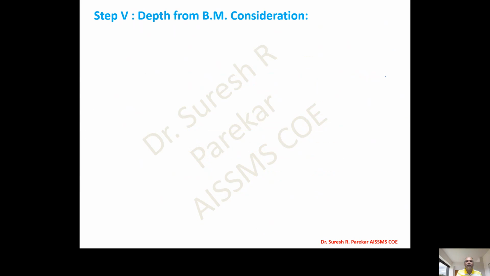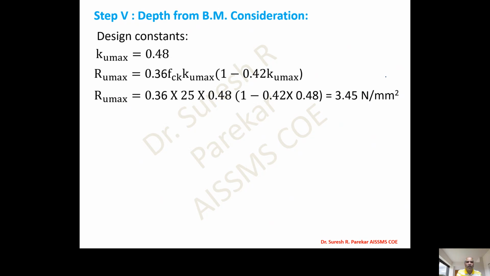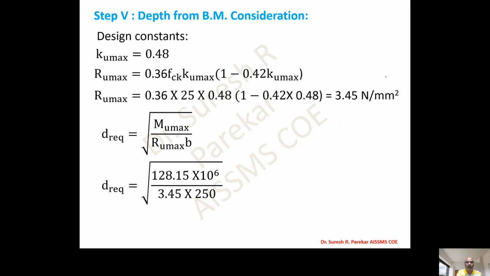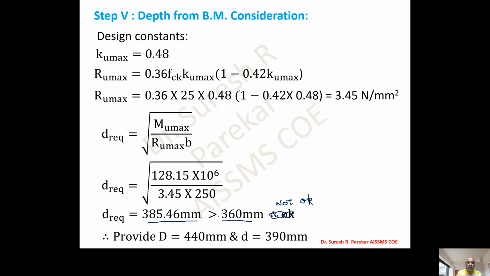Once we know the moment, we can find the depth from bending moment consideration. So Ru max for Fe415 and M25 is 3.45. From this, if we calculate d required, we have this value, 385.46 millimeter. We have provided 360, so this is not okay. Then what do we have to do? We have to provide small d as 390 and capital D as 440. So you can see we have provided 390, and here we have 385.